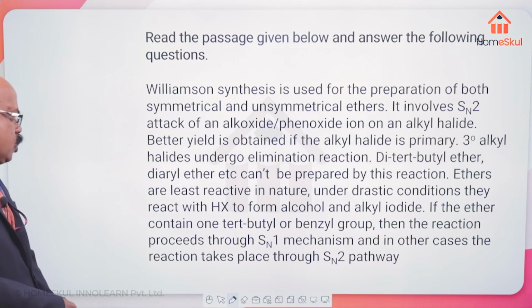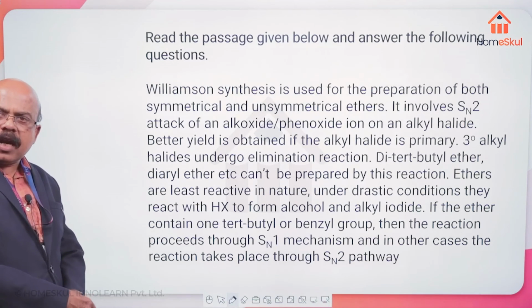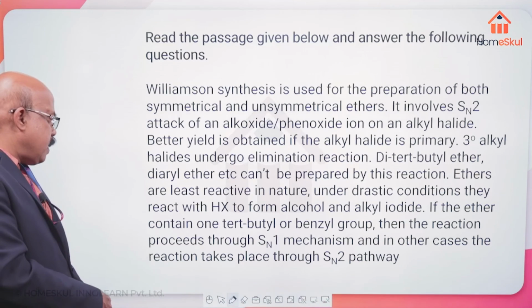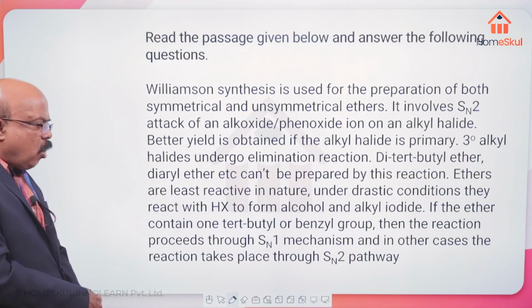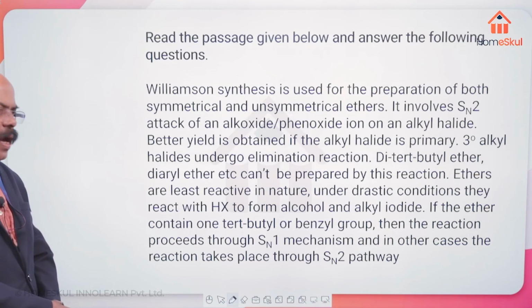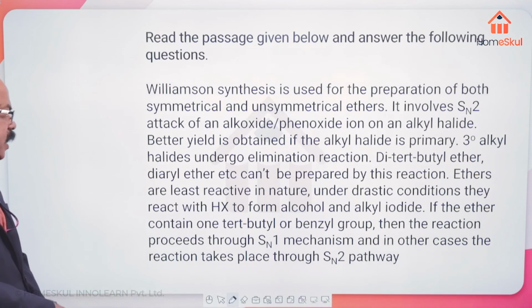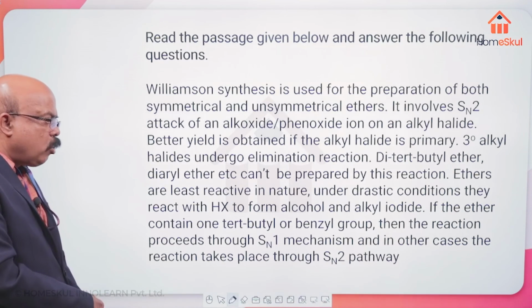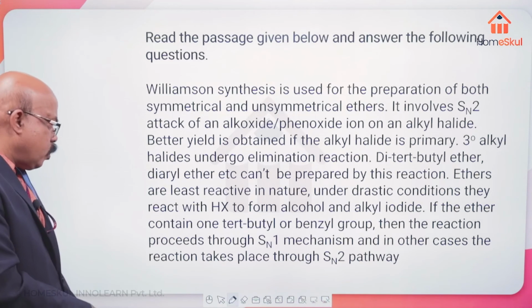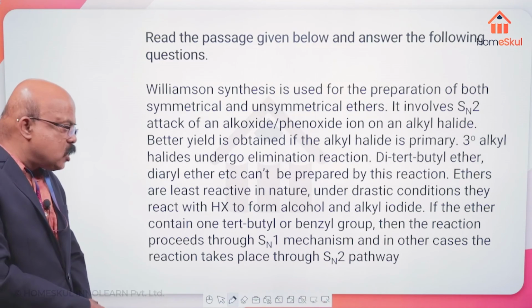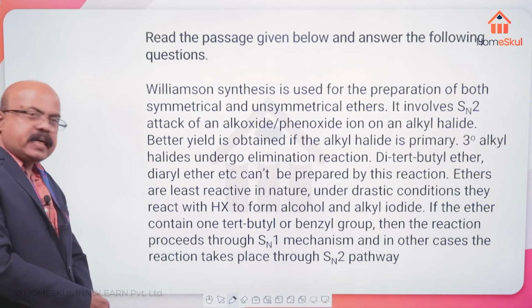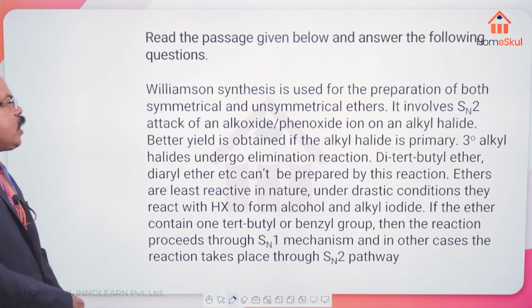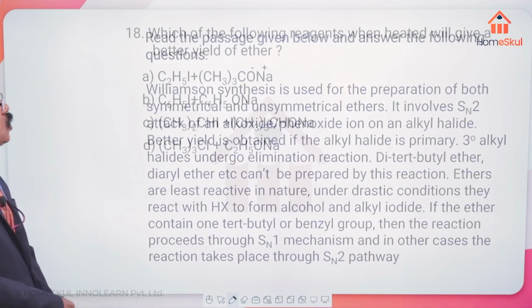Ethers are least reactive in nature. Under drastic conditions, they react with hydrogen acids. They react with HX to form alcohol and alkyl iodide. If the ether contains one tertiary butyl or benzyl group, then the reaction proceeds through SN1 mechanism, and in other cases, the reaction takes place through SN2 pathway. Go through this passage and answer the following questions.